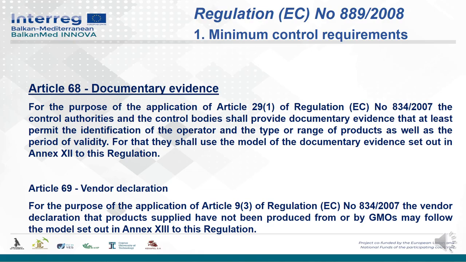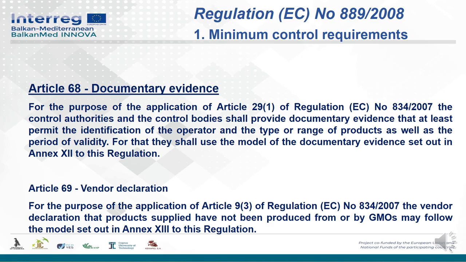Article 68. Documentary evidence. For the purpose of the application of Article 29, paragraph 1 of Regulation 834 of 2007, the control authorities and the control bodies shall provide documentary evidence that at least permits the identification of the operator and the type or range of products, as well as the period of validity. For that, they shall use the model of the documentary evidence set out in Annex 12 to this regulation.